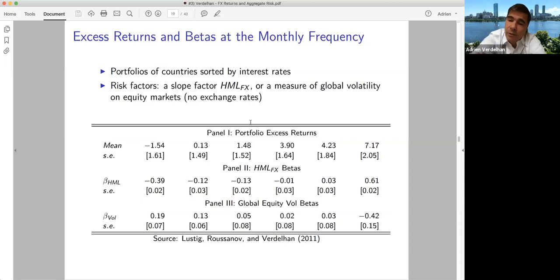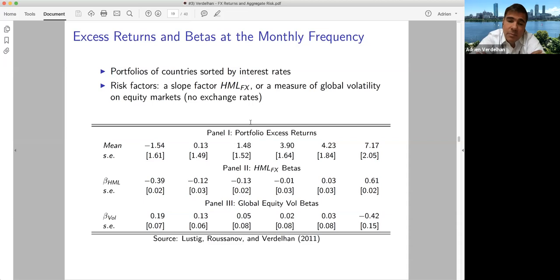But what's going to happen with the low interest rate currencies? Exactly the opposite. You're going to make money if you invested in low interest rate currencies because those currencies are going to appreciate. And again, the measure of bad times here are just spikes in global volatility, not something that uses any exchange rate. It's just a measure of risk.